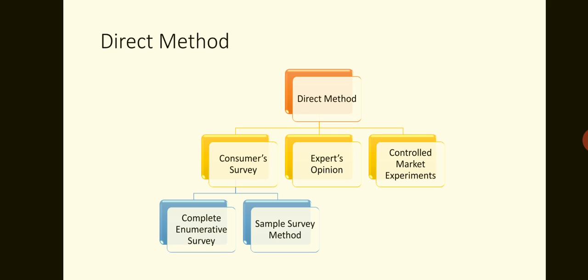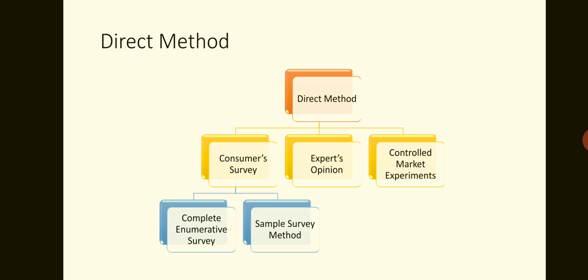Then controlled market experiments. So what are controlled market experiments? Under this method, certain demand determinants like price, quality, and advertisements, which can be manipulated, are varied separately, and these experiments are conducted to know the likely change in demand, assuming the other factors remain constant. For example, we make an experiment by introducing a new advertisement in the market. After the advertisement, we check how the demand is likely to change. Is there any change or not?